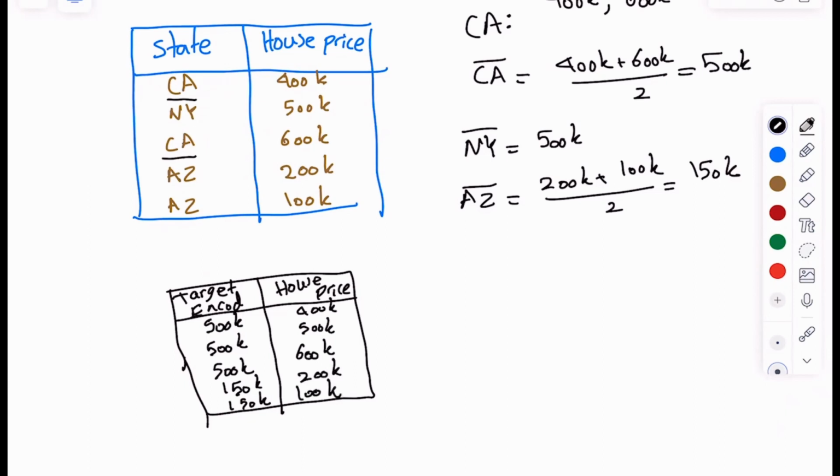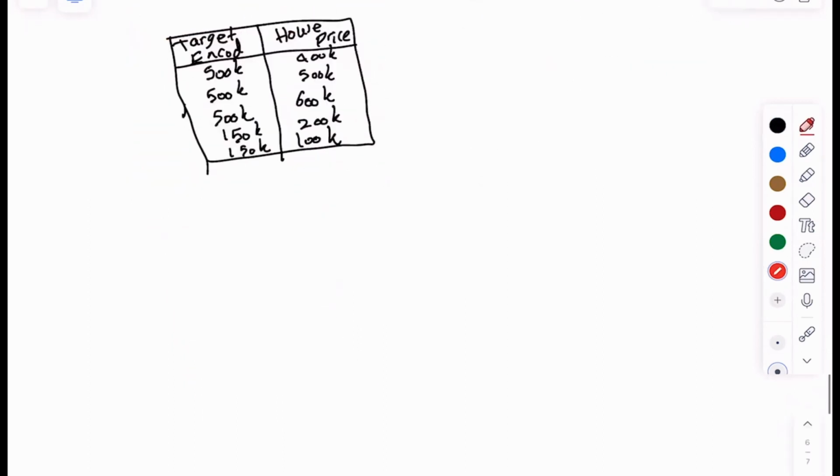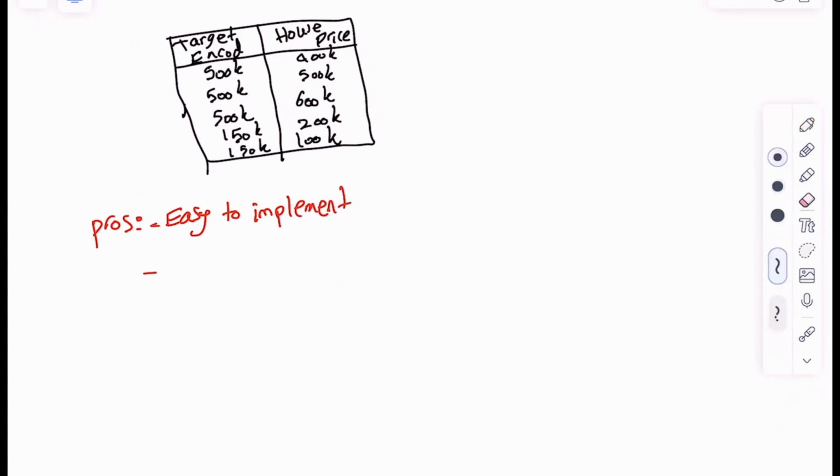All right, is this a good technique? Let's talk about pros and cons. The pros first. Easy to implement. What else? I did this in the past video. I have to use a different color for the pros. All right, easy to implement. What else?